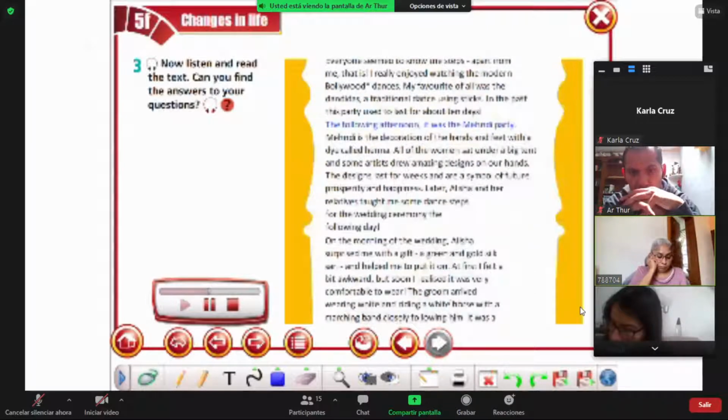The following afternoon it was the Mendi party. Mendi is the decoration of the hands and feet with a dye called henna. All of the women sat under a big tent, and some artists drew amazing designs on our hands.